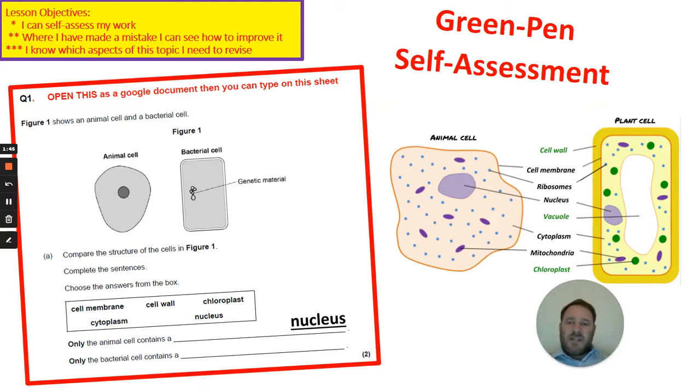In the bacterial cell, you can see that there's like a line, like a rectangle line going round the bacterial cell. And the animal cells, they have the cell membrane, as do bacterial cells, but they also have a cell wall going all the way around that as well, similar to a plant cell. So cell wall will be your second answer.